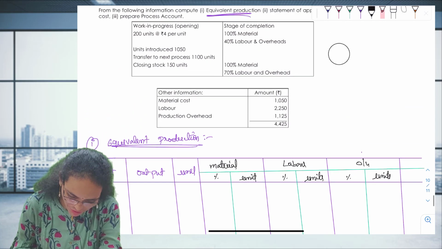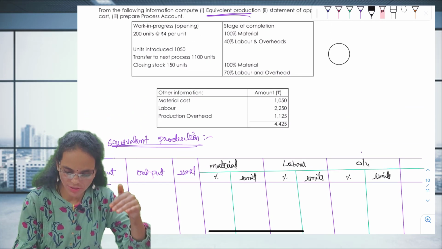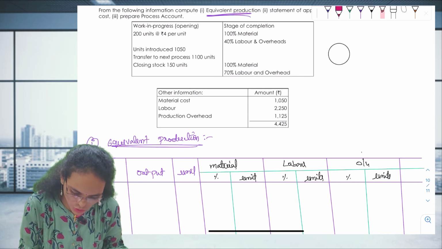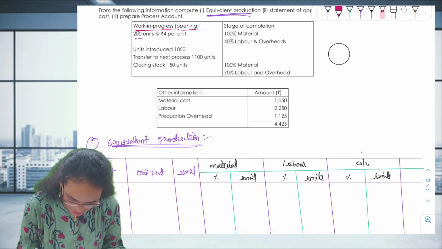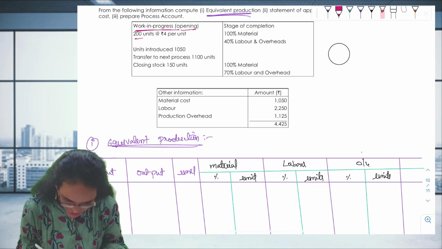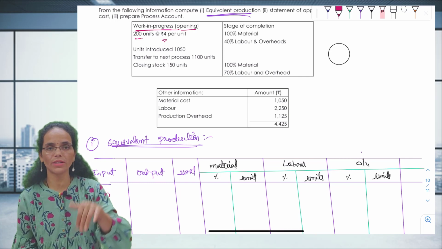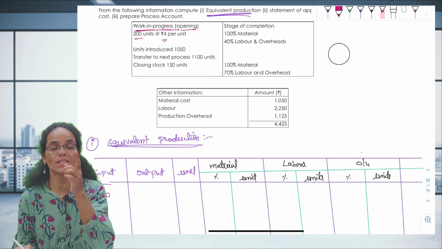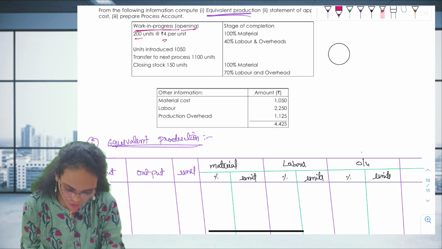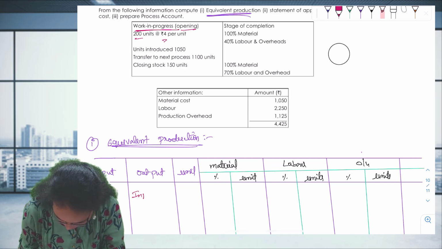What is the input we have introduced from the previous process? From the previous process to work in progress opening, 200 units introduced. Rate, don't take now, because that will be taken into consideration in the process account. So 200 units, this is the input. 200 units you have taken, 200 units.